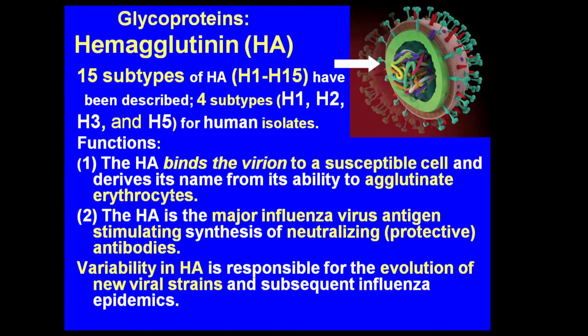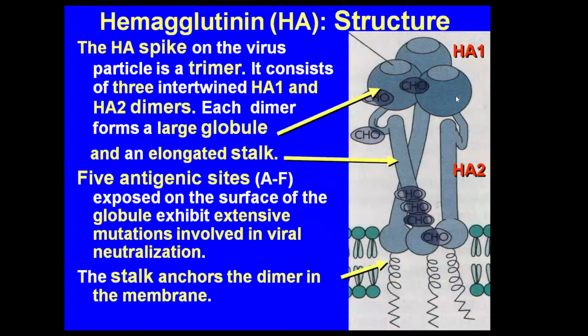Then the function of hemagglutinin. It binds the virion to a susceptible cell. And the name is derived from the ability to agglutinate erythrocytes, because hemagglutinin binds with the surface of the erythrocytes. This is the major antigen, antibodies against which may neutralize the virus. So, it gives rise to so-called neutralizing antibodies. And variability of hemagglutinin is responsible for biological evolution of the viruses in animal and human bodies, and in development of the subsequent influenza epidemics.